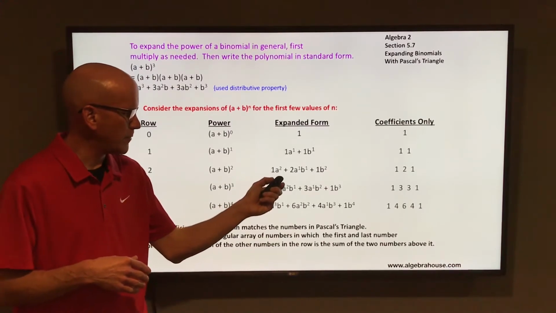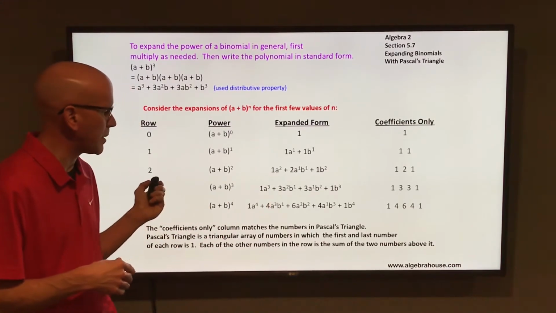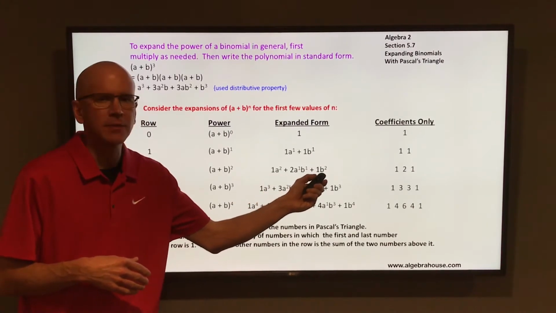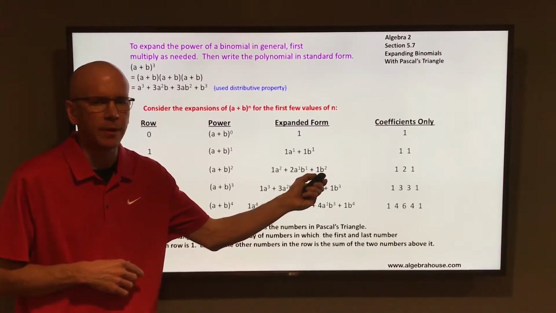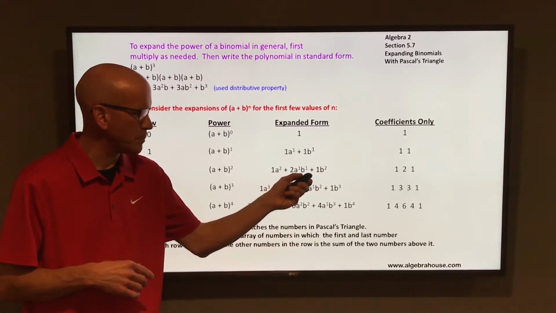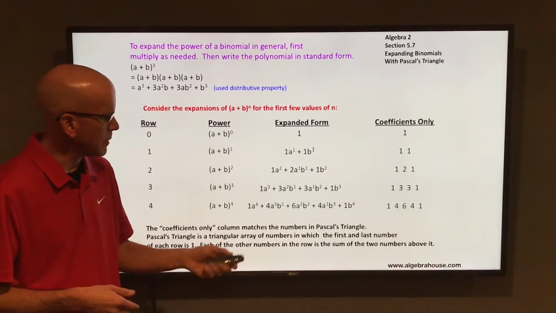Now down here, if you start the a off to the second power, start off at a squared, then it goes a to the first, then it would be a to the 0 on the end, even though that's not written there. The b would start off to the 0 power and then work its way up to b to the first and b to the second. You might see it better here.